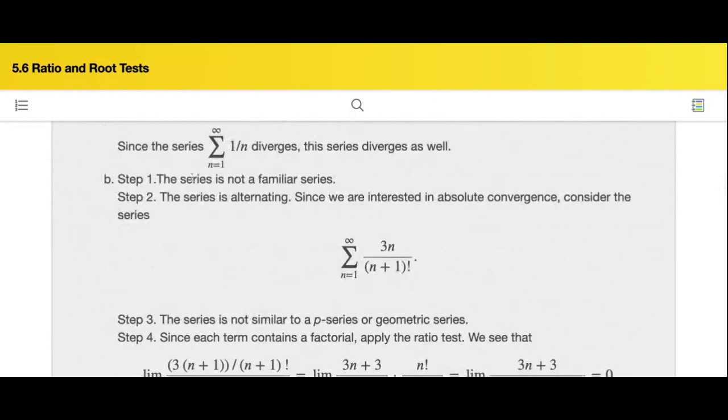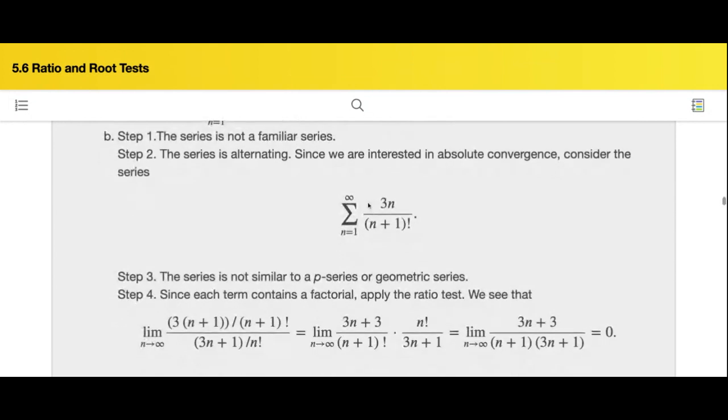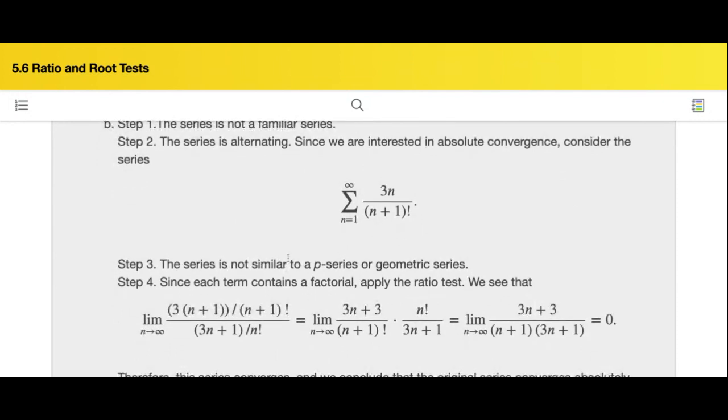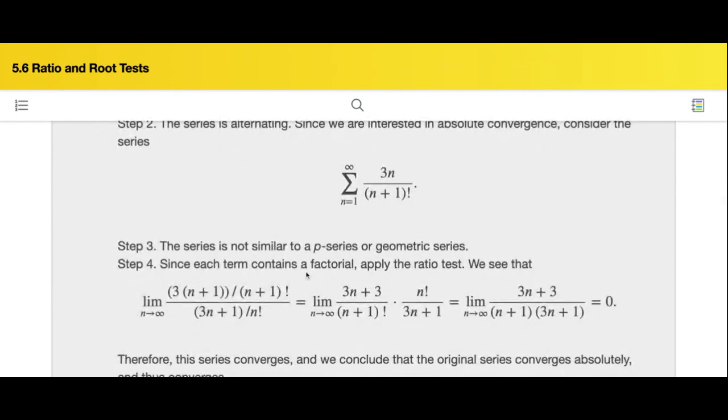So the book says, okay, step 1, the series is not a familiar series. Step 2, the series is alternating. Since we are interested in absolute convergence because we're considering this convergent, consider the series of absolute values. The absolute value of it is 3n plus 1 over n factorial, without the -1 raised by a certain power. Step 3, the series is not similar to a P-series or geometric series. No. Since each term contains a factorial, apply the ratio test.